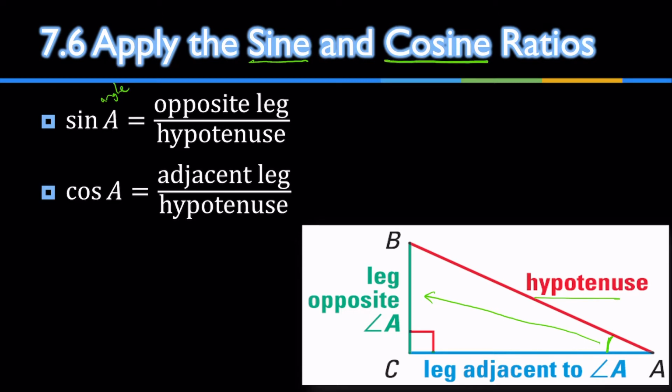Cosine, again, has an E. It's not cos, it is cosine, it's an abbreviation, is the adjacent leg over the hypotenuse. How do you remember? SOHCAHTOA. Sine is opposite over hypotenuse. Cosine is adjacent over hypotenuse. Tangent is opposite over adjacent. So three formulas: tangent, opposite over adjacent; sine, opposite over hypotenuse; cosine is adjacent over hypotenuse. Remember, there's always an angle after the tangent, sine, or cosine.